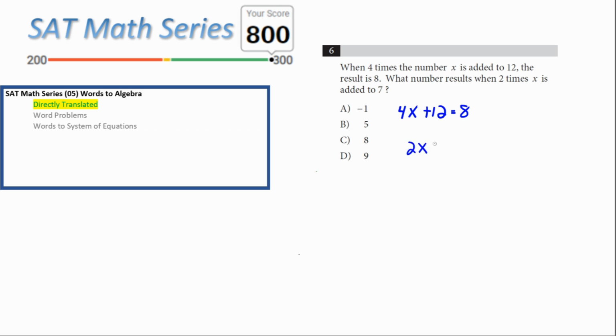Well, we're trying to discover what 2x plus 7 is equal to. Well, we can just solve for x here. In the first equation, subtracting 12 from both sides will give 4x equal to negative 4. So we see that x is equal to negative 1 by dividing both sides by 4. And then we can just compute what 2x plus 7 is, where x is negative 1. And that should be 5.